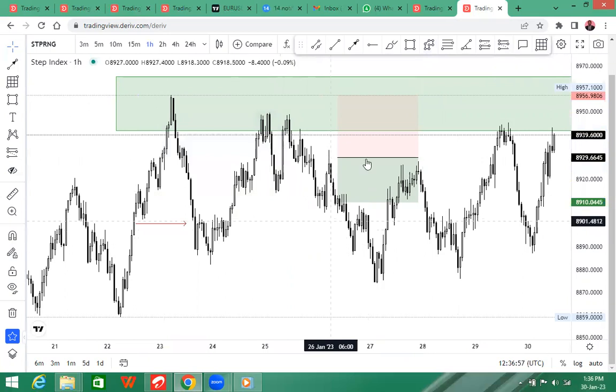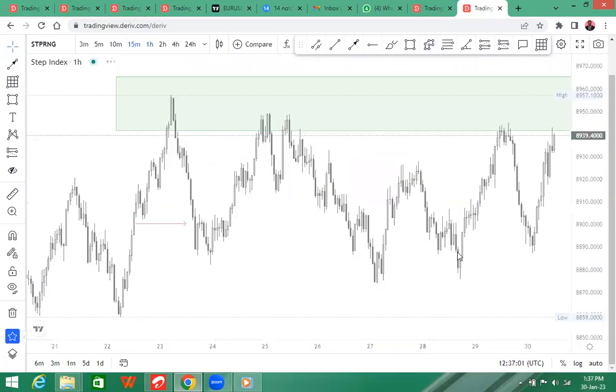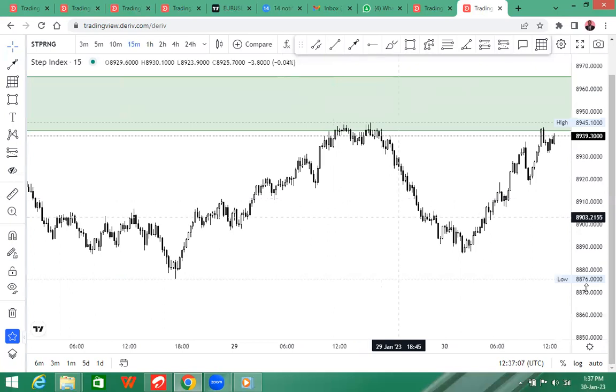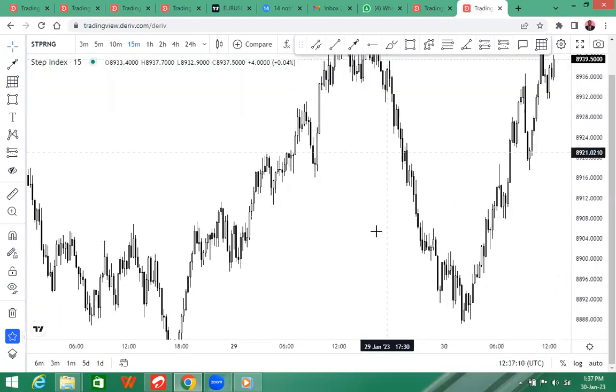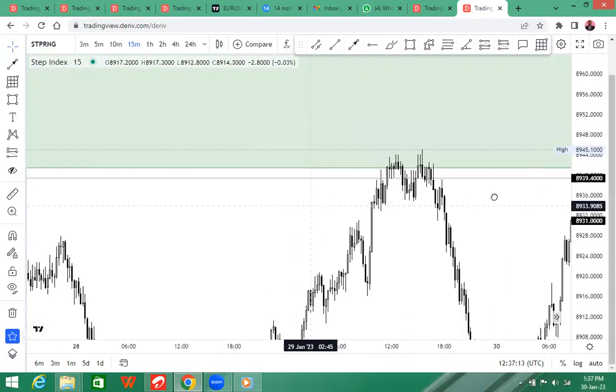So let's go to 15 minutes. I don't want to take 27 pips. Let's see. I'm still expecting price to sell. So I had all of this. I waited for this yesterday. This was what I was waiting for. Price was already in the box. Price was already in my box.